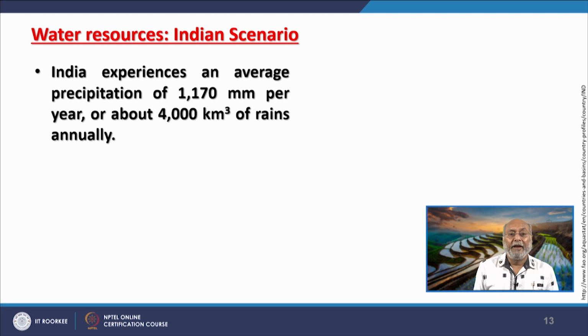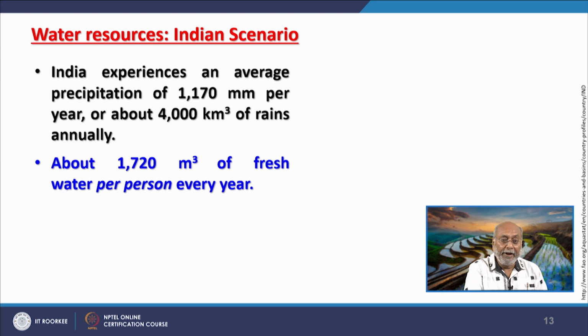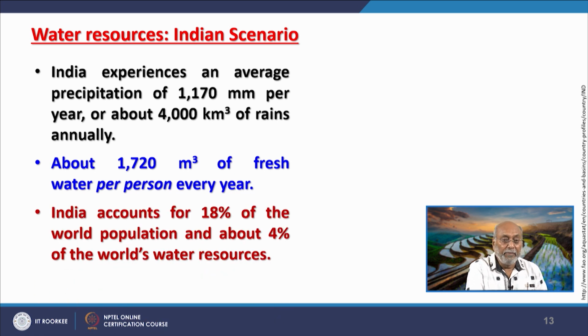So, in the Indian scenario, India experiences an average precipitation of 1170 millimeter per year. This is the average for the entire country, and about 4,000 cubic kilometer of rain occurs annually. If you think, this is quite a large quantity of water which is falling over India, and about 1720 cubic meter of fresh water per person every year may become available.